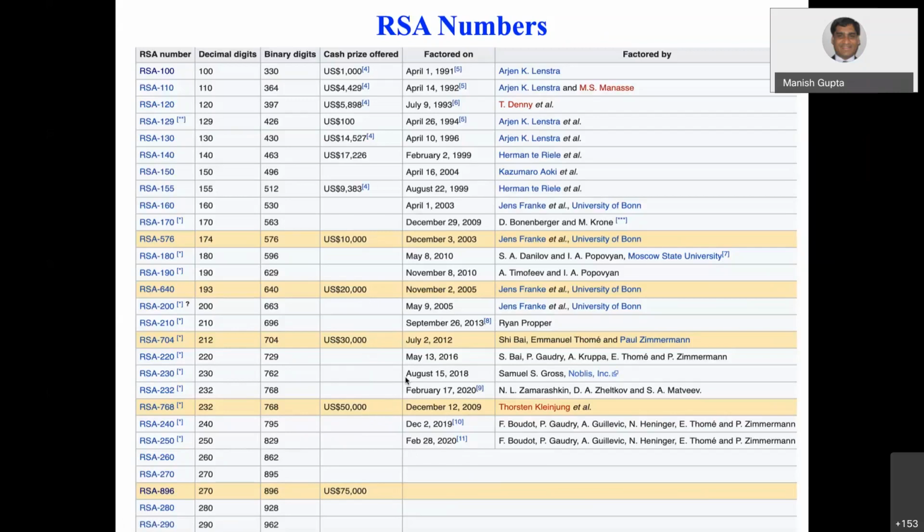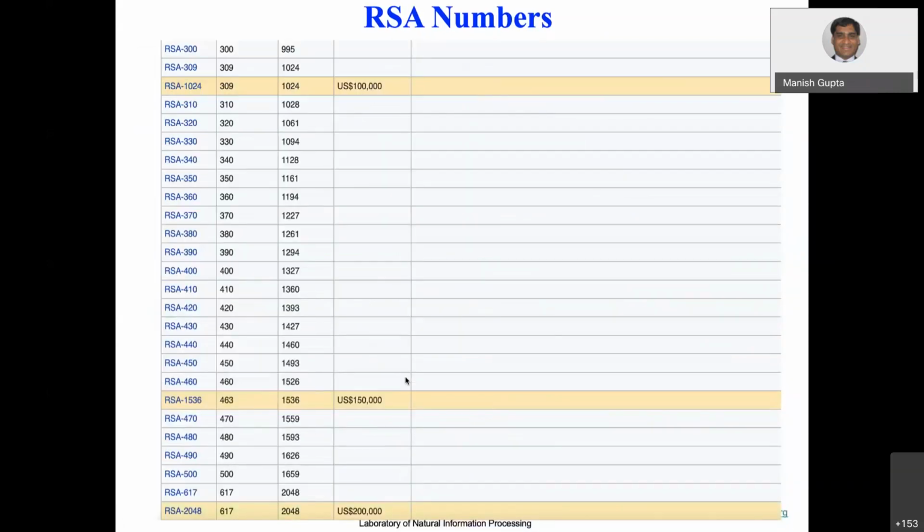So I am sure in your class there might be many people who are champions of competitive coding. So I invite them: can you factor these numbers by writing a program? Okay, here are some more examples. $100,000, $150,000, $200,000 prizes are given for any of these numbers if you can factor them.